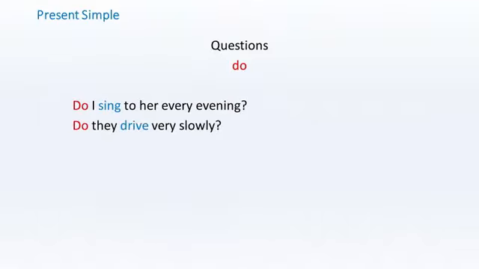Questions are formed with the help of the auxiliary verb do, which comes before the subject of the sentence. For example, do I sing to her every evening? Do they drive very slowly? Or do you go to the same school as Tom?